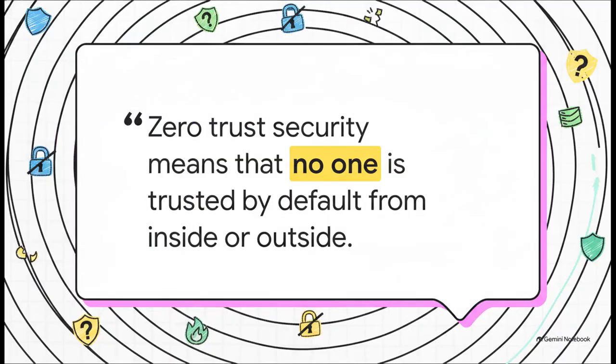To sum it up, Zero Trust operates on one core assumption. The threat is already inside the house. No one gets a free pass by default. Every single file access and every single data transfer requires continuous, granular verification to keep your most sensitive data safe.